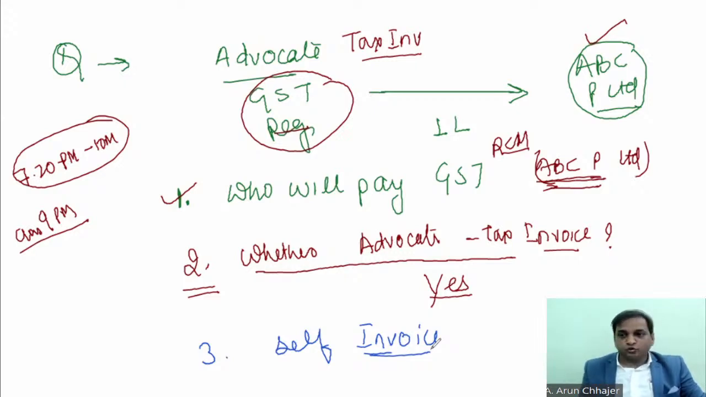Jamil, yes, he has to mention the tax component also. He has to mention the tax component. Only point he will state is that tax will be paid by the recipient under reverse charge. That's it.